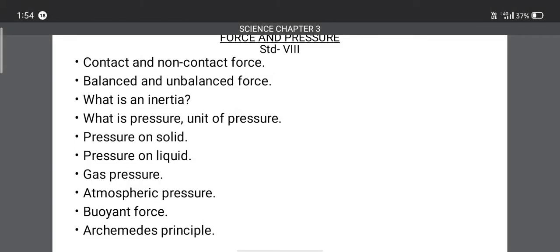Hello, dear students. We are going to learn chapter number 3 from the science textbook, Force and Pressure, Standard 8. In this chapter, we are going to learn the following points: contact and non-contact force, what is balanced and unbalanced force, what is inertia, what is pressure and the unit of pressure, pressure on solids, pressure of liquid and gas, atmospheric pressure, buoyant force, and Archimedes principle.